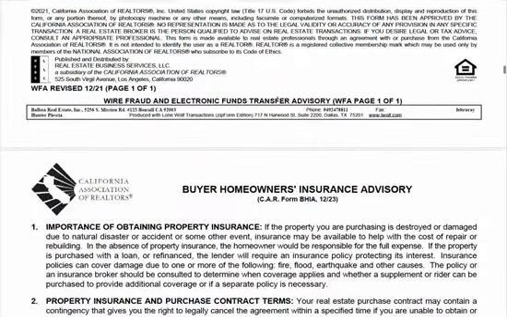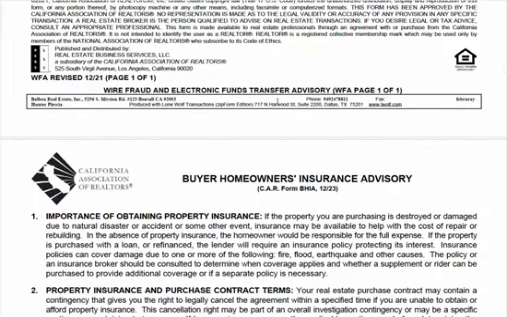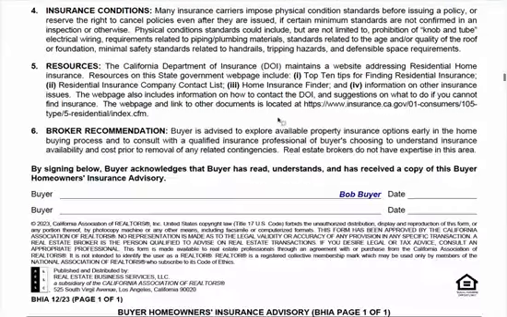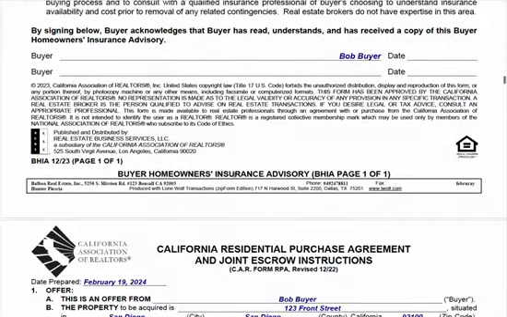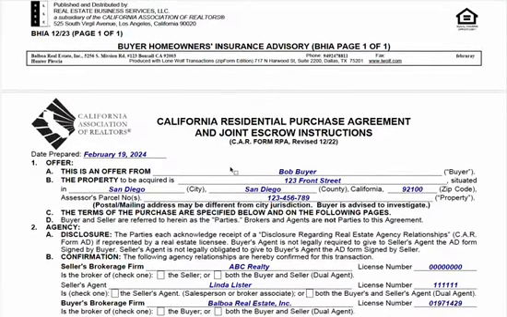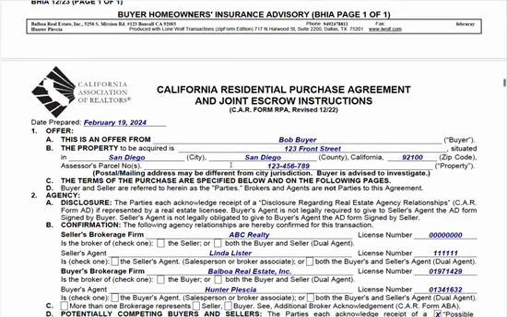Buyer's homeowner's insurance advisory, because there's been challenges with homeowner's insurance in California, as many of you know quite well. So buyer's going to sign that they acknowledge it. This is a newer form, by the way, that homeowner's insurance advisory. And finally, we arrive at the purchase agreement.